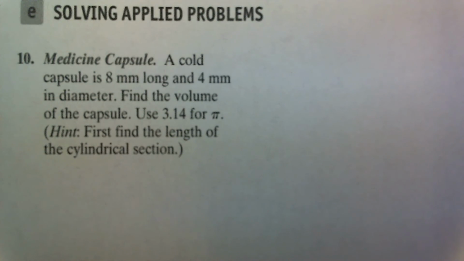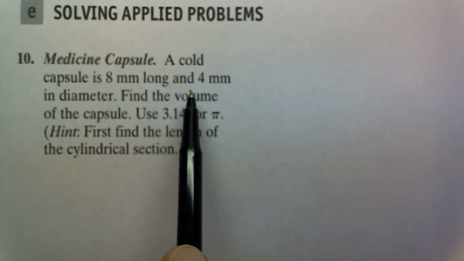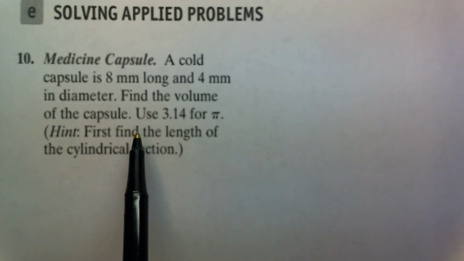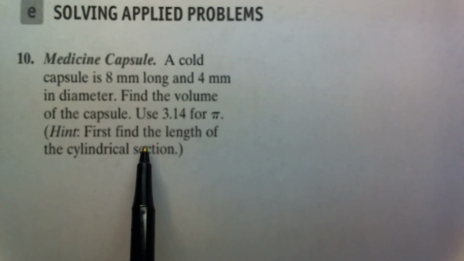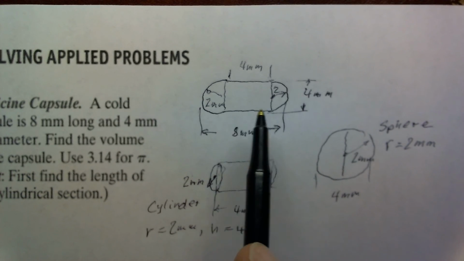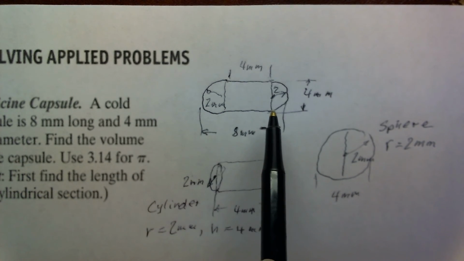So in number 10, we look at a medicine capsule, and that cold capsule is 8 millimeters long and 4 millimeters in diameter. Find the volume of the capsule. Use 3.14 for pi. Here's also a hint. First, find the length of the cylindrical section. Okay, let's make a sketch of what this looks like. So here's the cold capsule, 8 millimeters long and 4 millimeters in diameter.